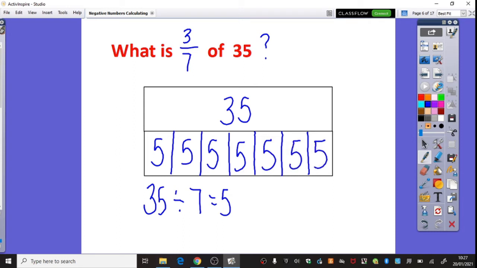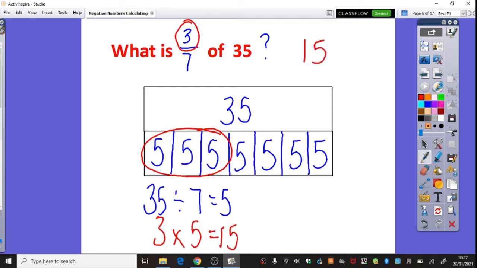And then my second step then, how many lots of 1/7 do I need? It's 3. And 1/7 is worth 5, so we're looking at here 3 times 5. Divide by the bottom number, multiply by the top, gives us the answer of 15.